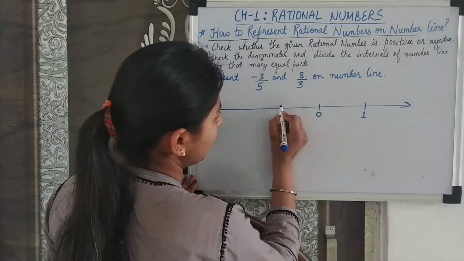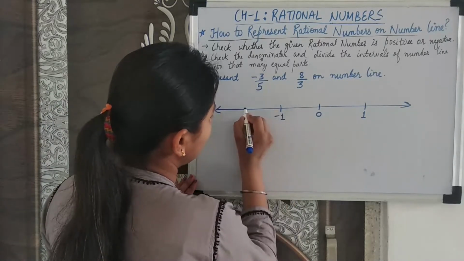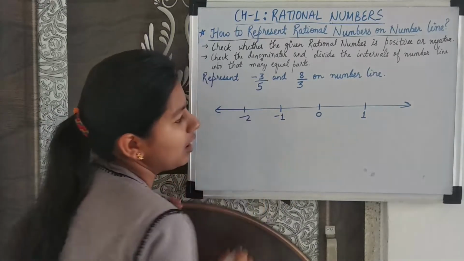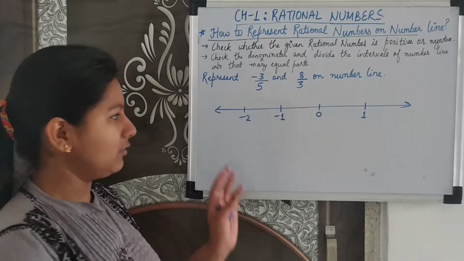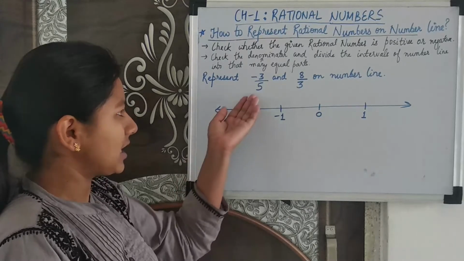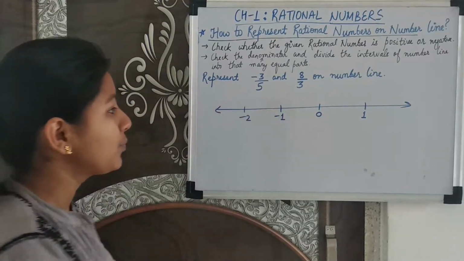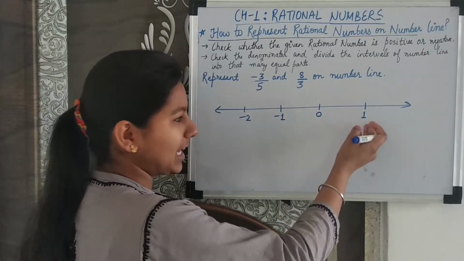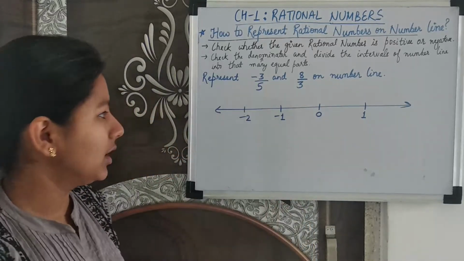Then on this side minus 1 and this is minus 2. This is the standard number line which I have drawn. Why have I shown more numbers on the negative side? As I have to represent a negative rational number, and here just for formality I have shown one positive number.